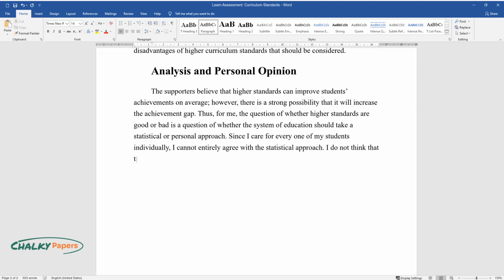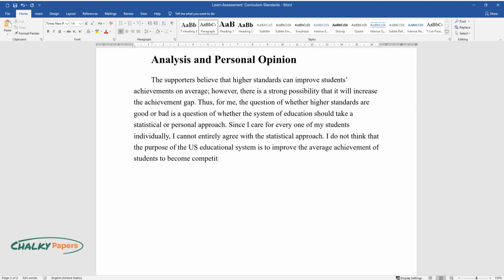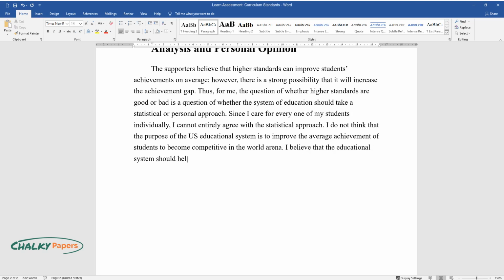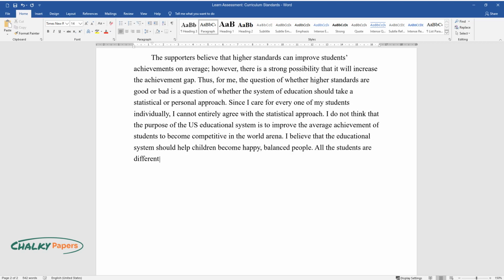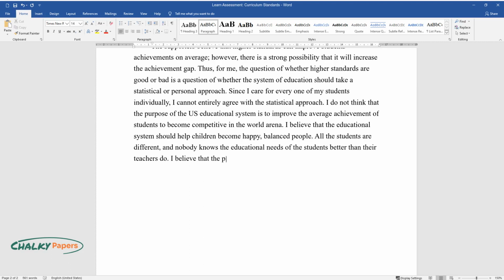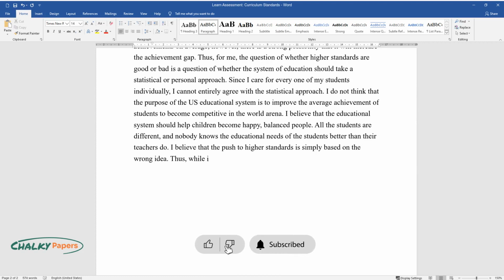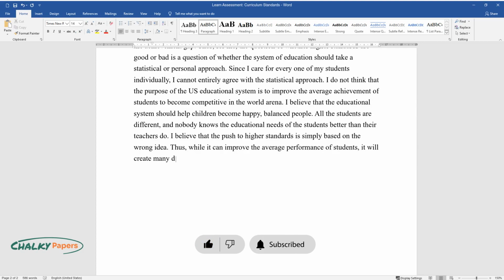I do not think that the purpose of the U.S. educational system is to improve the average achievement of students to become competitive in the world arena. I believe that the educational system should help children become happy, balanced people. All the students are different, and nobody knows the educational needs of the students better than their teachers do. I believe that the push to higher standards is simply based on the wrong idea. Thus, while it can improve the average performance of students, it will create many damaged souls.